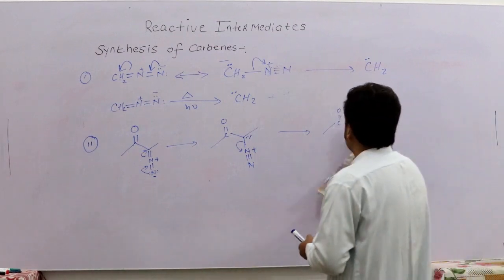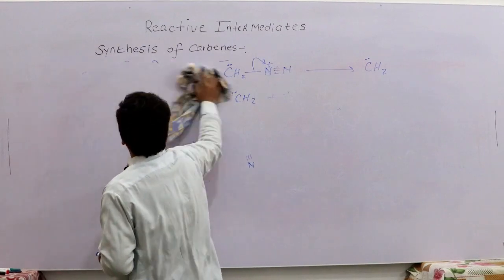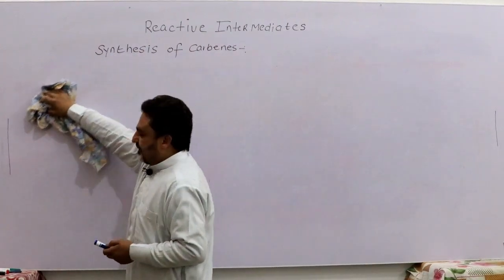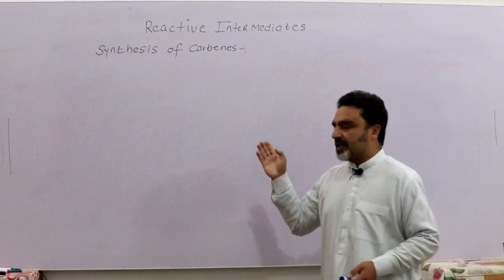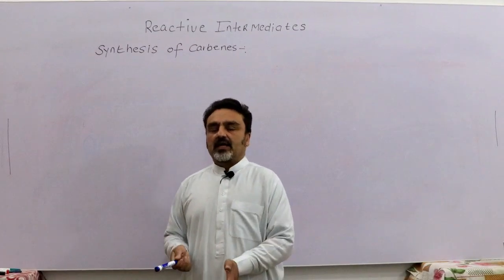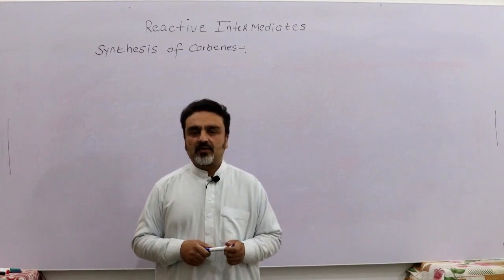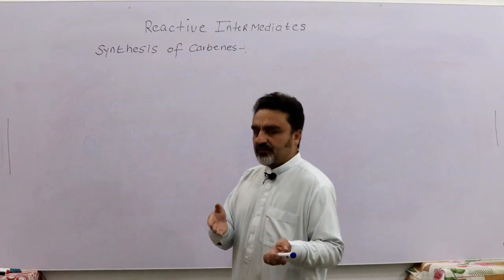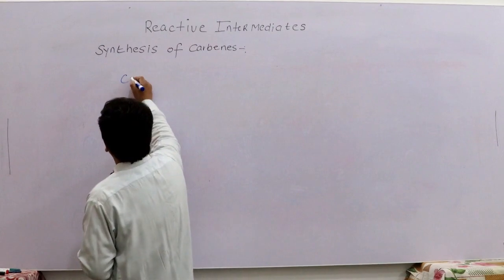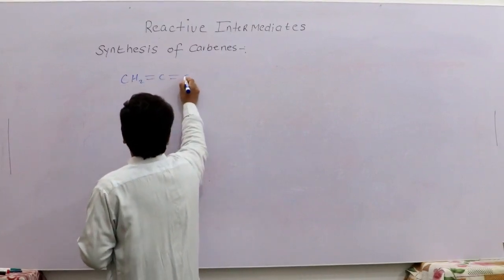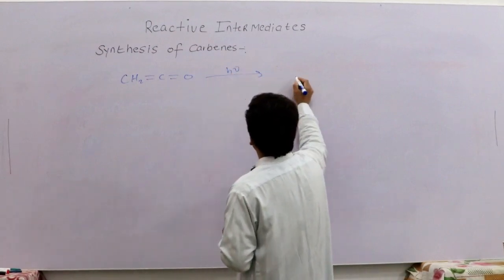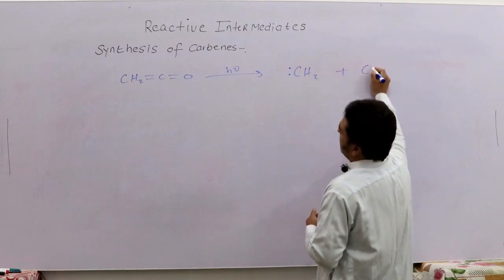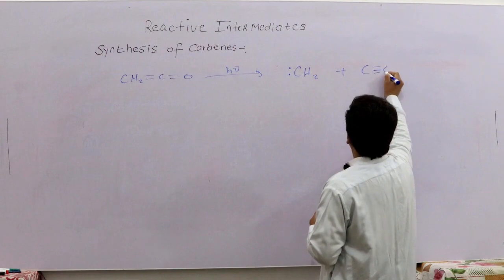As I told you, the driving force for the above reaction was the production of nitrogen, because nitrogen is a very stable molecule, and it was produced, therefore the carbene could be formed. It would be clear right now by seeing this reaction. This is called ketene, and when this is exposed to light or heated, it can also produce a carbene plus carbon monoxide.